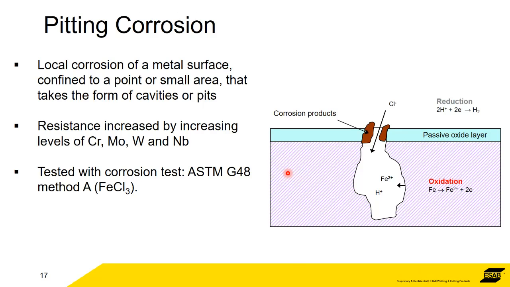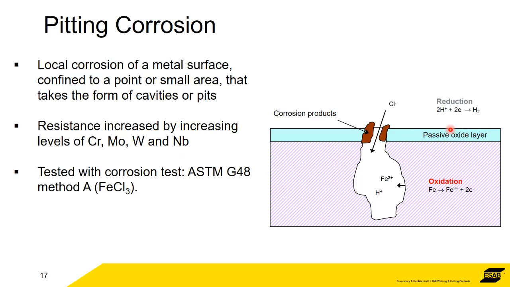Moving on to pitting corrosion, this is quite a nasty corrosion. It's a local corrosion that starts in a very discrete area of the surface. So for say a stainless steel, you have a passive oxide layer. So anything that contains more than 12% chromium, the chromium in that will react with oxygen in air and create chromium oxide.